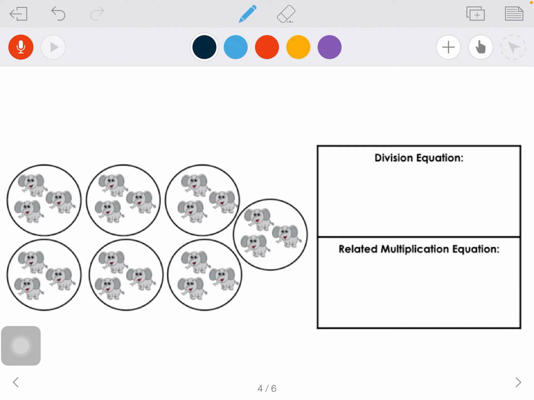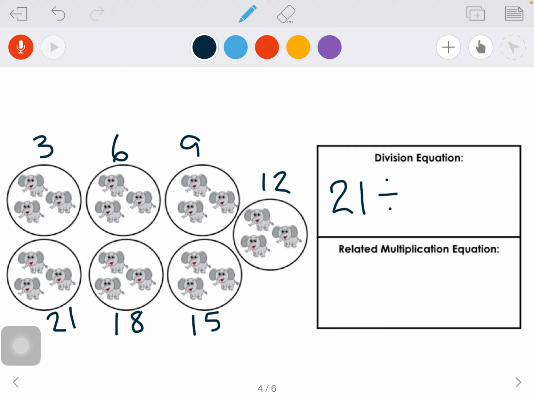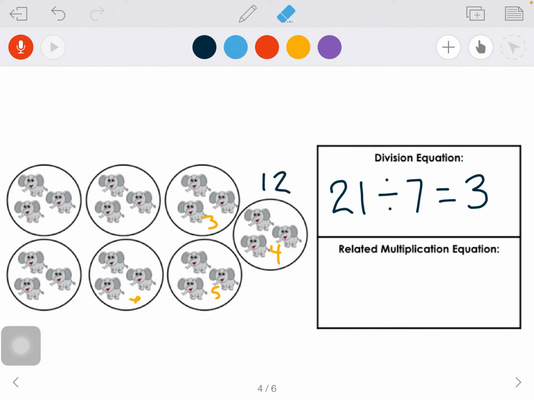All right, think to yourself, how do I figure out the 3 parts of my division equation? Start by thinking, how many total elephants do I have? I'm noticing groups of 3, so I can skip count by 3s again. 3 plus 3 more is 6, 9, 12, 15, 18, 21. There are 21 elephants. How many groups do I have? They've been broken into 1, 2, 3, 4, 5, 6, 7 groups. 21 elephants divided into 7 groups. How many cute little elephants in each group? There are 3.